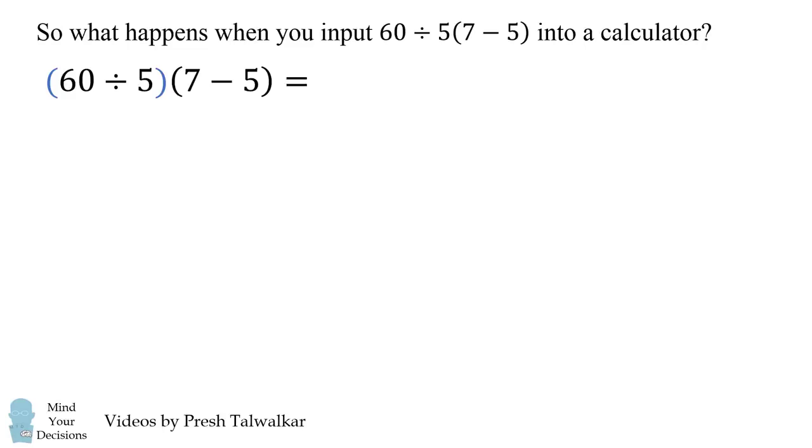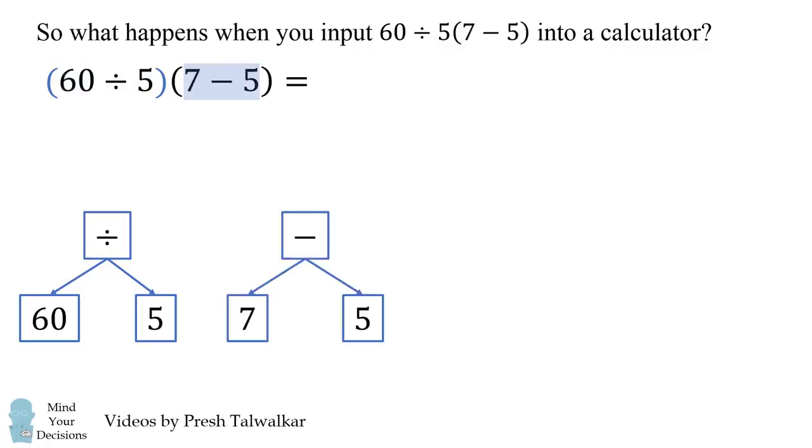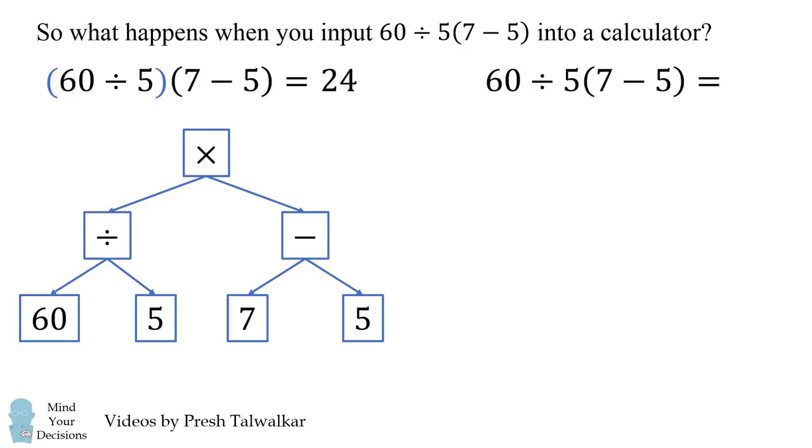We can then visualize the binary expression tree as follows. We have the operation of 60 divided by 5, that's one subtree. We then have 7 minus 5, that's another subtree. And finally, we take these two evaluations and we multiply them together. And if you do that, you get to the answer of 24, which is what PEMDAS or BODMAS says the answer should be. The other people would say that you should put a parenthesis over here after the division sign.